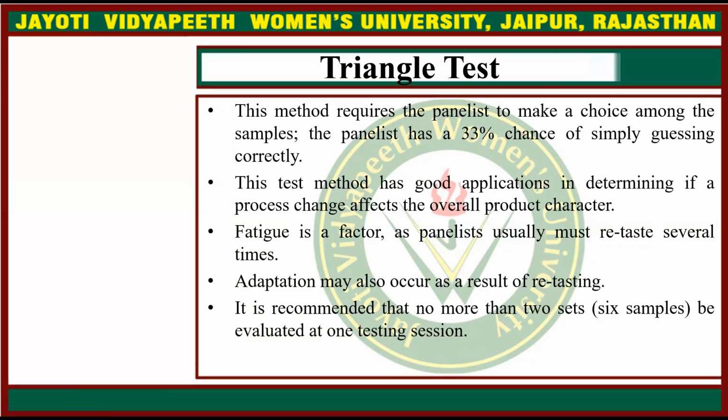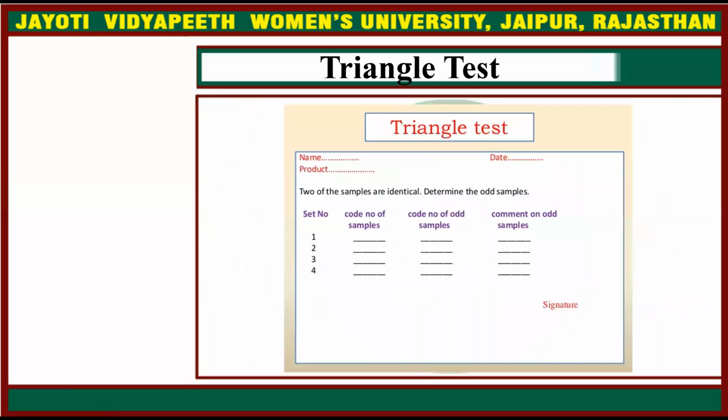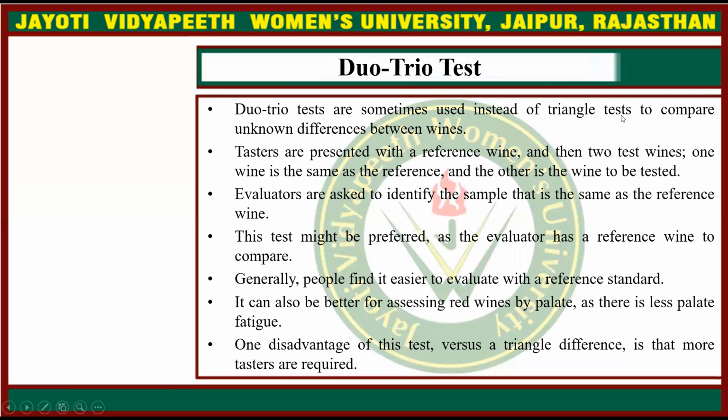Fatigue is a factor as panelists usually must retest several times. Adaptation may also occur as a result of retasting, and it is recommended that no more than 2 sets, 6 samples, be evaluated at one testing session. Then the triangle test performer: name, date and product. There is an instruction written that 2 of the samples are identical; determine the odd one out.